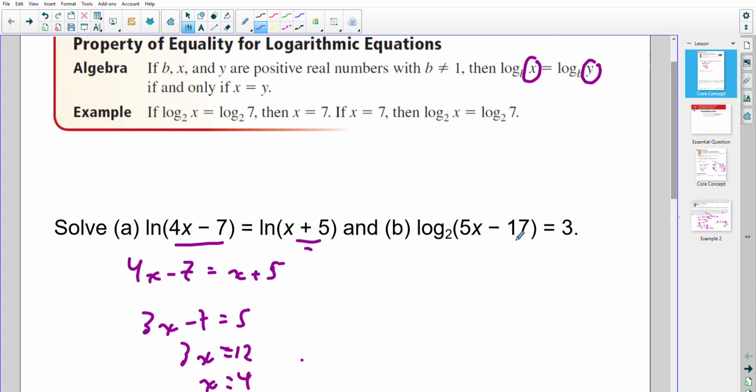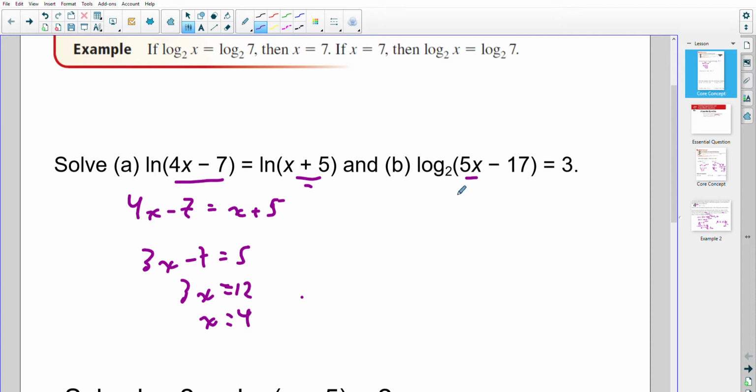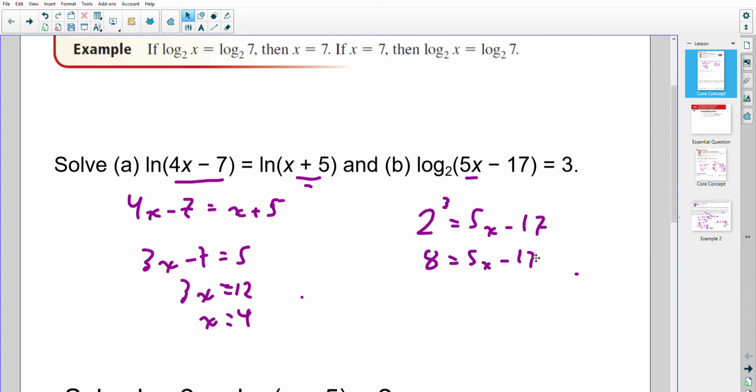In this case, there is no log on the right side. So we're supposed to solve for this x. So what I would do is change it to exponential form. So it's 2 to the third equals 5x minus 17. And adding 17 to both sides. And dividing by 5 gives me 5 as an answer. This is positive, so we're fine.